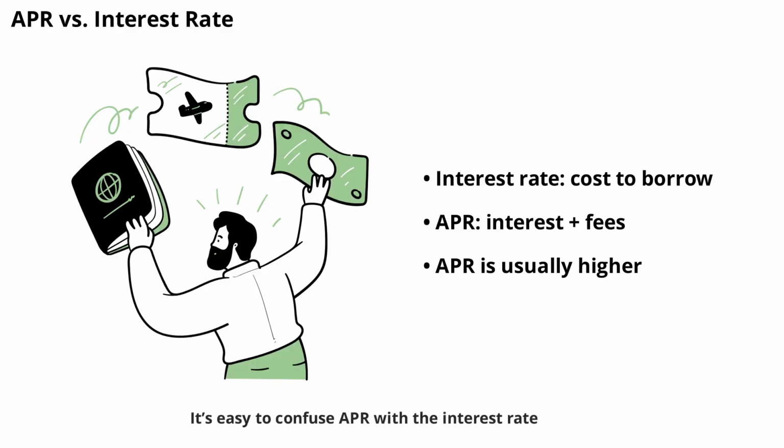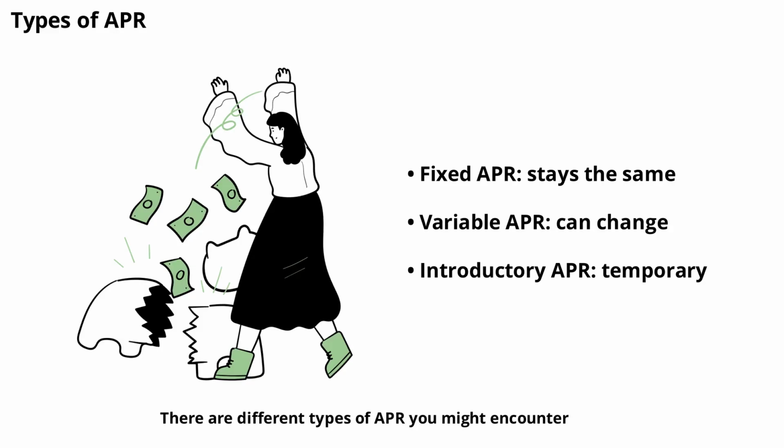It's easy to confuse APR with the interest rate, but they're not the same. The interest rate is simply the cost you pay each year to borrow money, expressed as a percentage of the loan amount. APR, on the other hand, includes the interest rate plus certain fees and other charges. This means APR is usually higher than the interest rate, giving you a more accurate picture of what you'll actually pay.